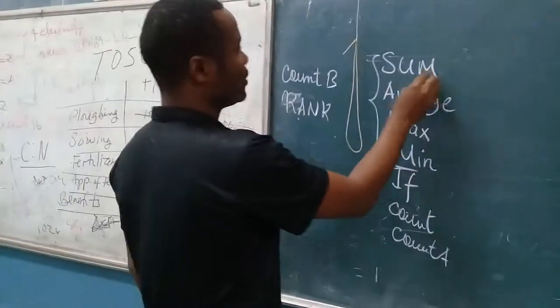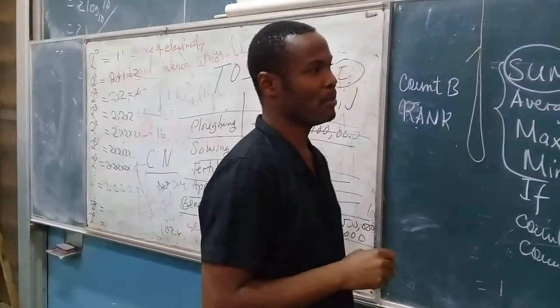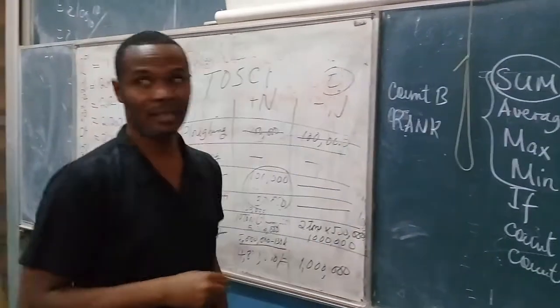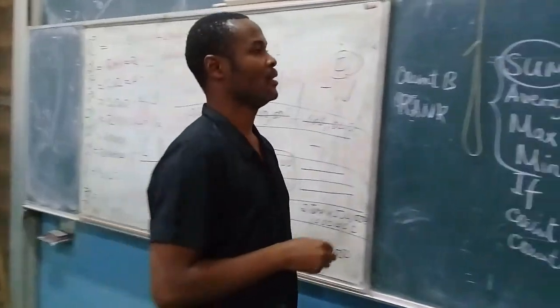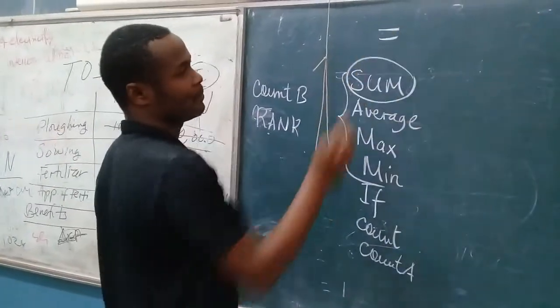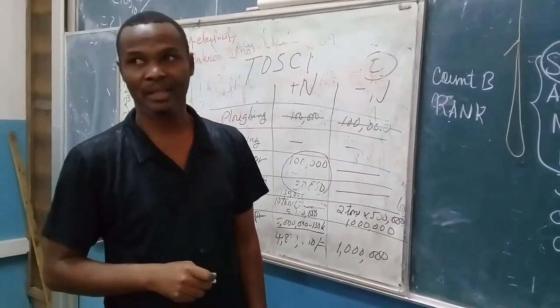With sum, what it does is return the sum of the arguments given. Remember that we said in the last sessions that whenever you are dealing with Excel functions, you have to start with the equal sign. That's how it is recognized as a function.